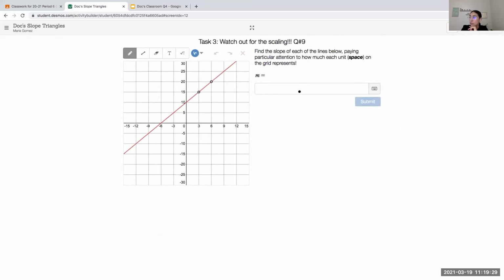And then for slide 12, you're finding the slope again, drawing a triangle, but you have to pay attention to your x-axis and your y-axis. I flipped that, but pay attention to how we're running and rising on your y-axis and your x-axis. Look at those numbers. Always pay close attention to the numbers on your axes.